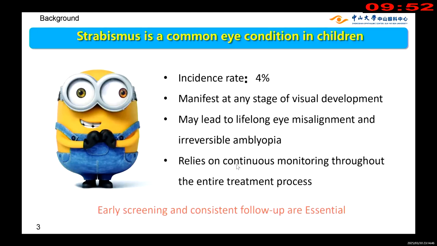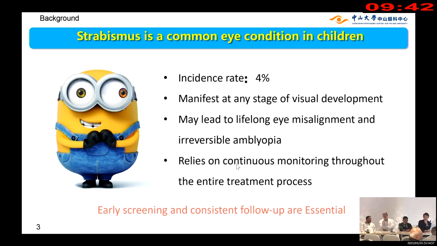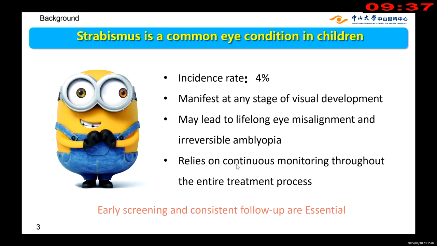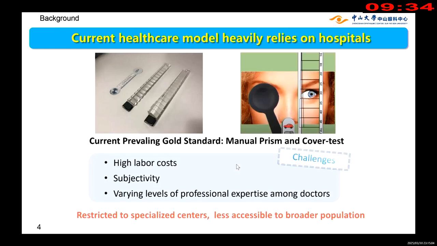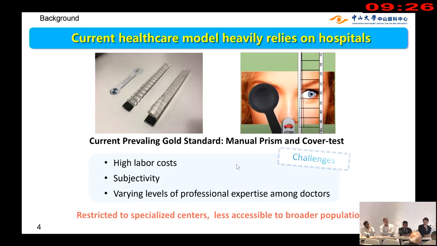As we all know, strabismus is a common eye condition in children with an incidence rate of 4%. It can manifest at any stage of visual development and may lead to lifelong eye misalignment. The early screening and consistent follow-up are essential. However, the current healthcare model for strabismus heavily relies on hospitals due to the prevailing screening method of manual prism and cover test. This method faces challenges such as high labor costs.